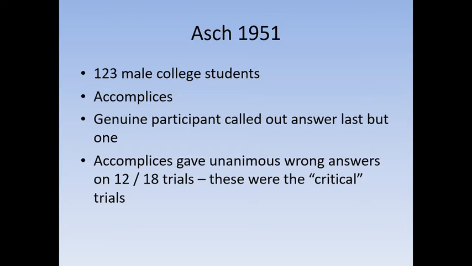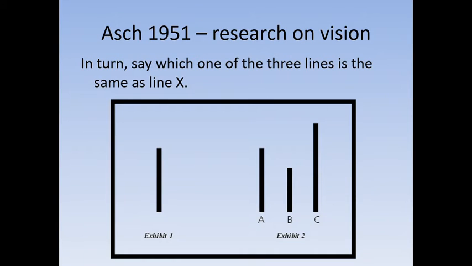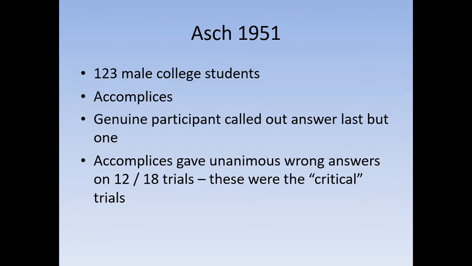Yeah, those were called the critical trials. They had 18 trials each participant. They were called trials, each one of these things that they were shown. And on 12 of them, they were critical trials. That just means on the critical trials, those were the ones where everyone gave the wrong answer. So that was the ones they were really interested in, to see what the participant would do on those trials.